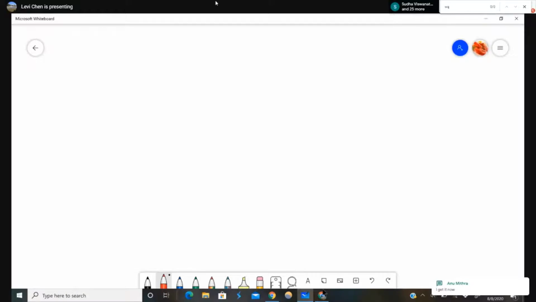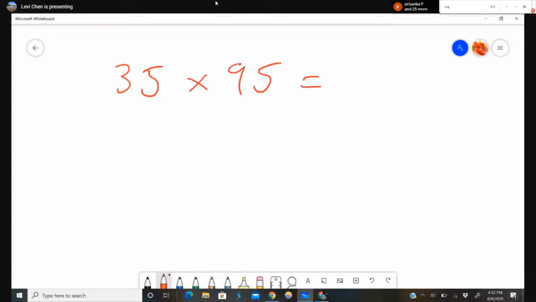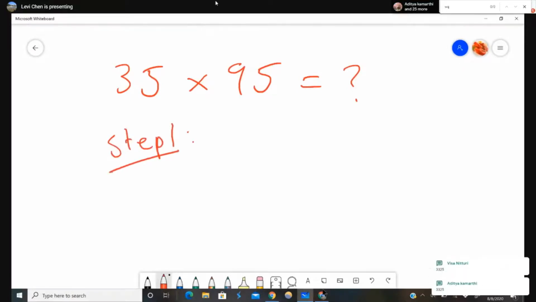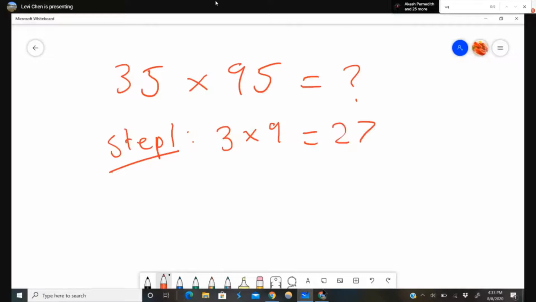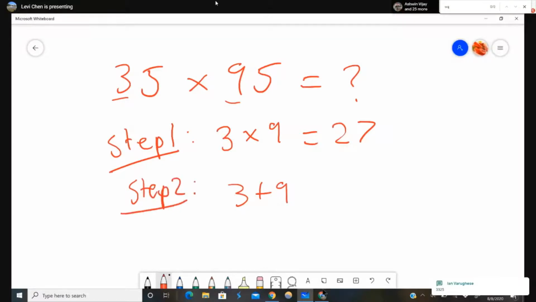Yeah, so we're going to go over another one together. This one is 35 times 95 is equal to what? So again, I'm going to write it out step by step. Step 1, 3 times 9. That's going to be equal to 27. All right. And then you take the two numbers, 3 and 9, you add those two, and that gives you 12.